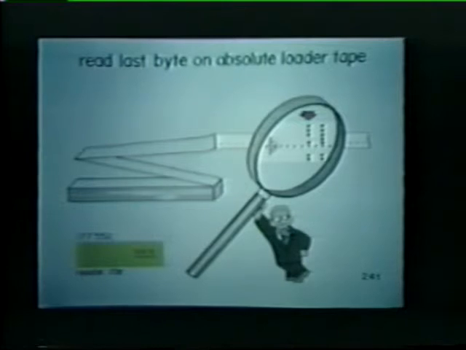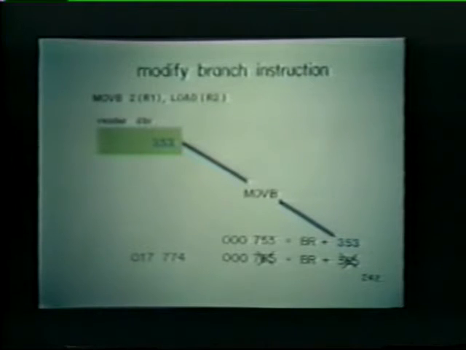Up until now, we've been transferring our information from the paper tape reader into the Absolute Loader area of memory. The destination for the data now changes. What is this new destination? It's our branch instruction located at the end of the Bootstrap Loader program. The last byte read from the Absolute Loader tape is moved into this location. Thus, our branch instruction offset has been modified from 365 to 353.